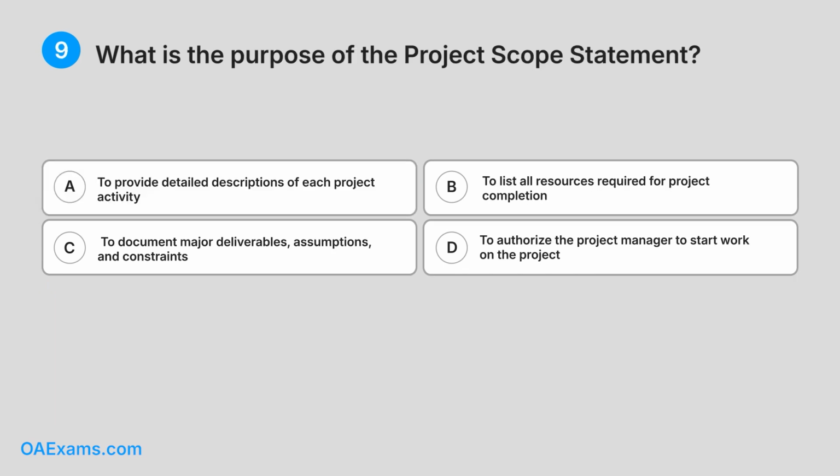9. What is the purpose of the project scope statement? A. To provide detailed descriptions of each project activity. B. To list all resources required for project completion. C. To document major deliverables, assumptions, and constraints. D. To authorize the project manager to start work on the project. Can you guess the answer?